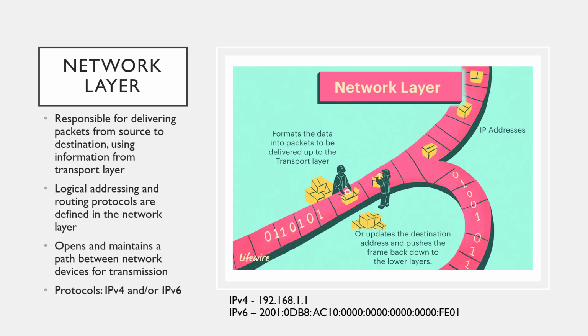Why the difference? IP version 4 was developed a long time ago and we've basically run out of addresses. There are around, I want to say, a little over 4 billion IP version 4 addresses. Don't quote me on that number, but I believe that's what it is.